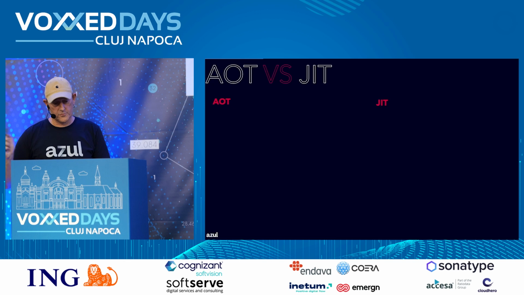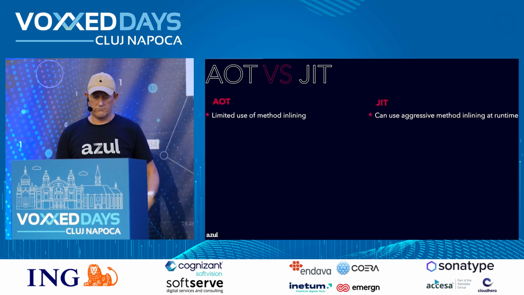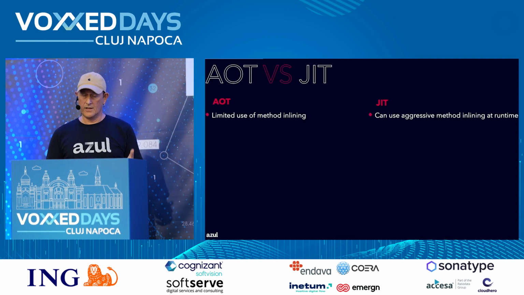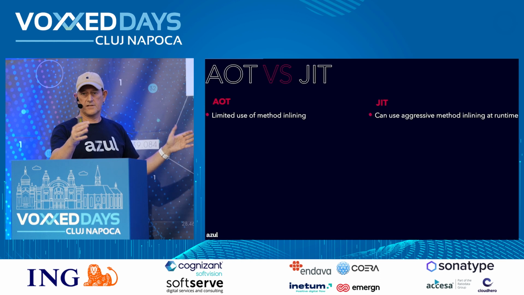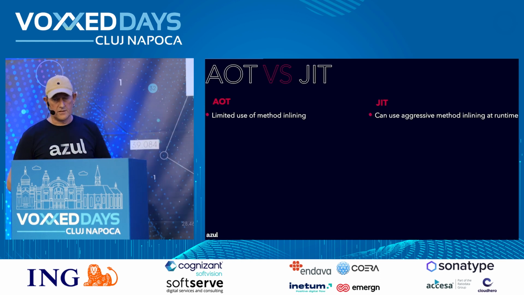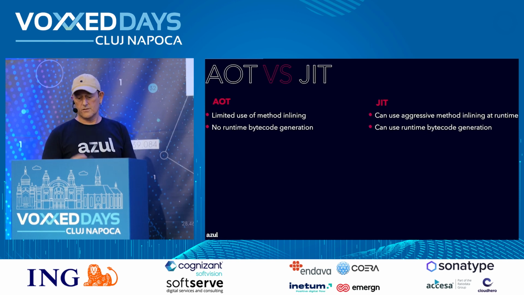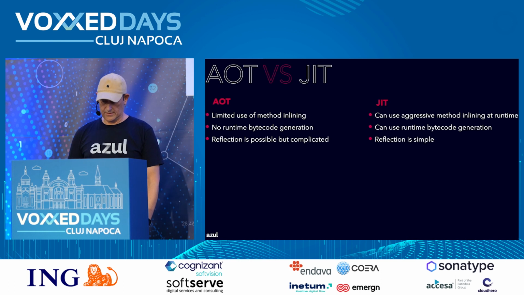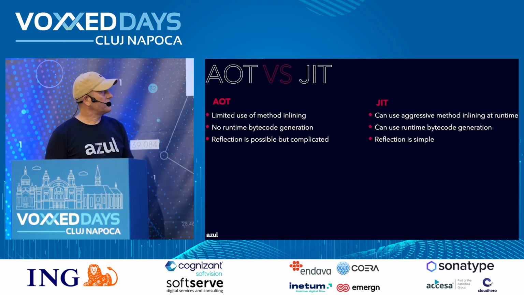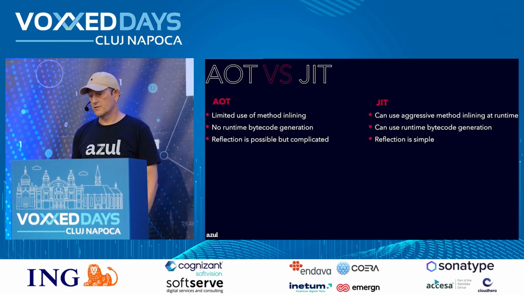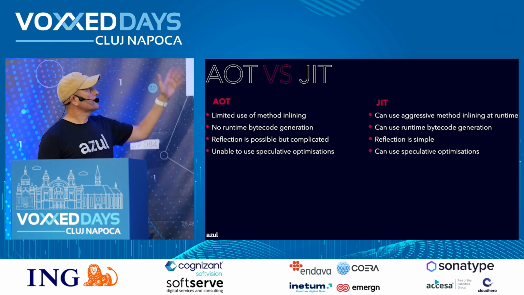Okay, so if we do a short comparison between AOT and JIT, then AOT has limited use of method inlining, for example, because it can only do that in the profiling phase, but not at runtime, where the JIT can do that all the time with all code that is running. And there's no runtime bytecode generation in AOT, where the JIT, of course, can create bytecode at runtime. Reflection is hard in, at least, GraalVM. It is possible and it gets better, but it's not really as simple as it is with the JIT. And you can't really use speculative optimizations.